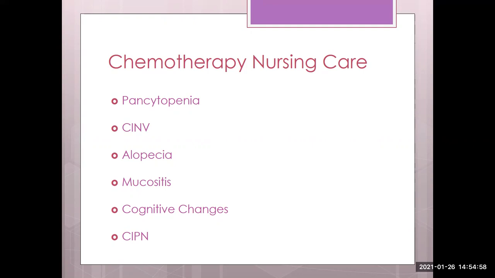Alopecia can occur with chemotherapy. Alopecia is hair loss. So with chemo, oftentimes alopecia occurs with certain medications. Certain chemotherapy medications are more likely to cause alopecia. Some patients will lose their hair, others will not.